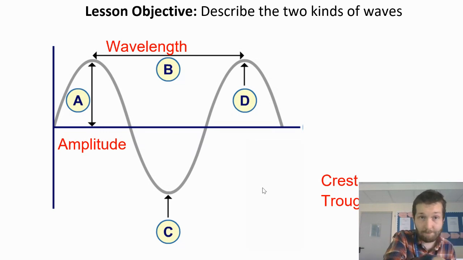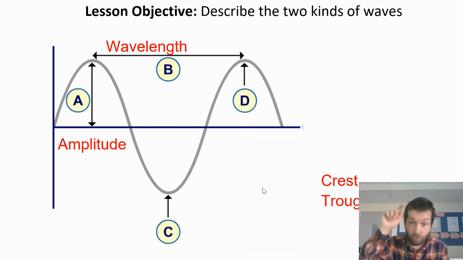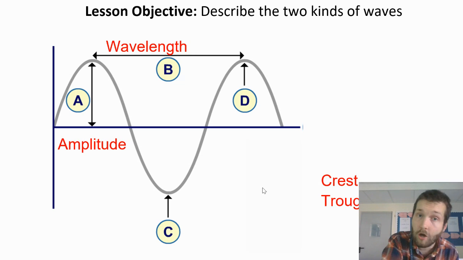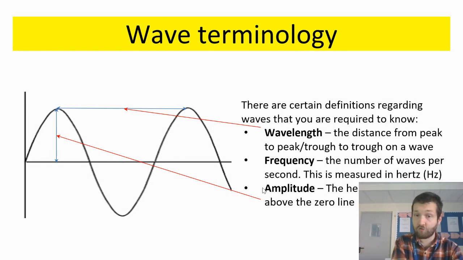So A is the amplitude in meters. Wavelength is B, also in meters. The top's known as the peak or the crest, which is D on there, and C is our trough, the bottom, that our pigs are eating out of. Wonderful. And here are some definitions to help you memorize. Wavelength, distance from the peak to peak, or the trough to trough of a wave, or two identical points of a wave. Amplitude, the height of the wave above that zero or rest line.